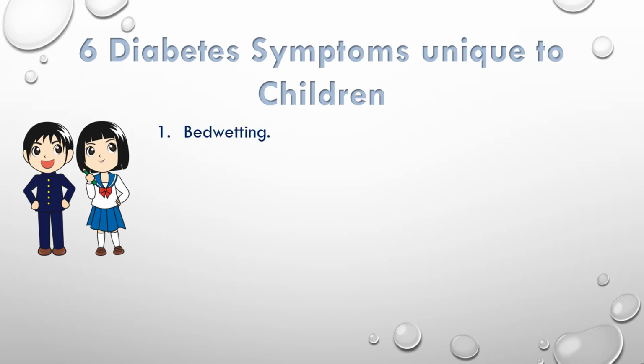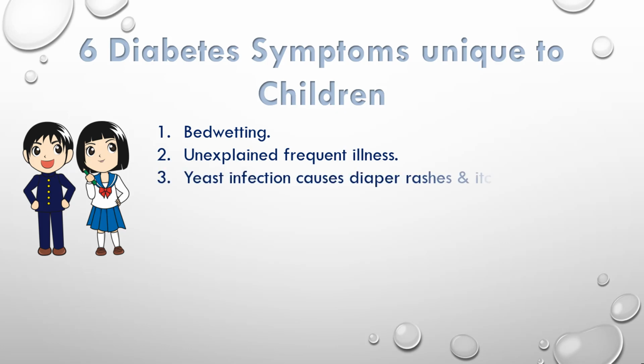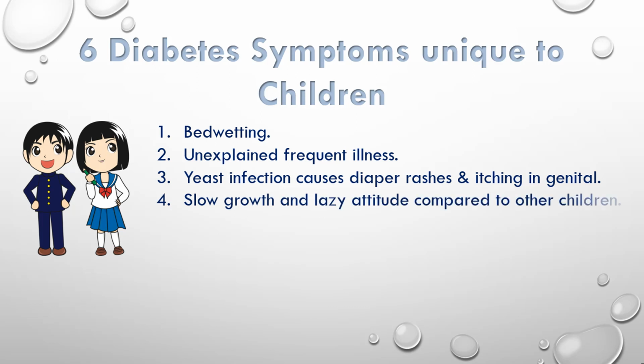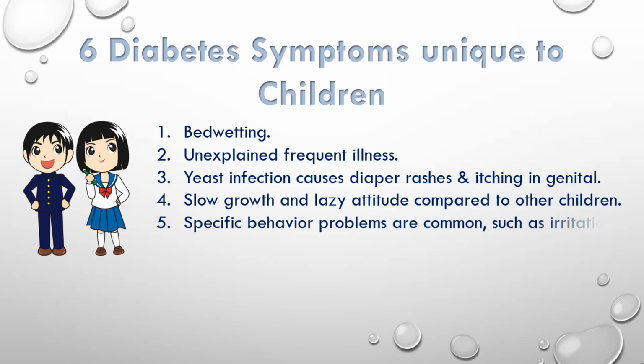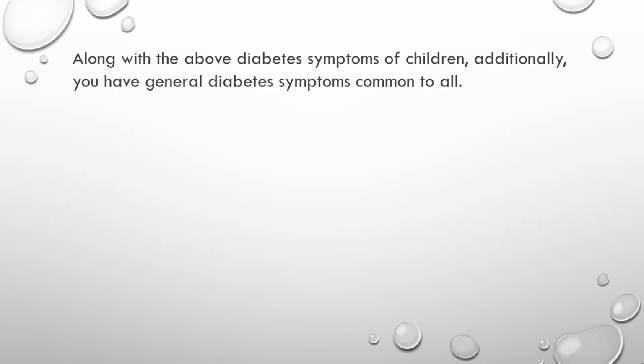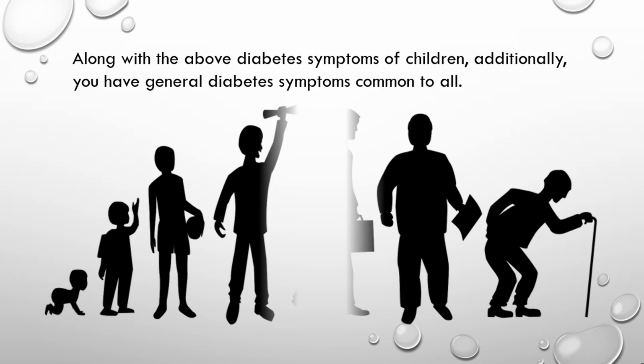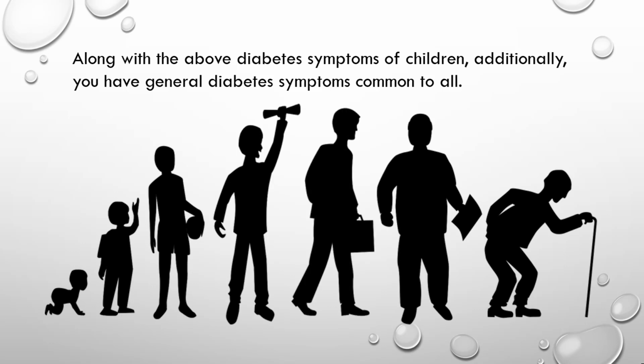1. Bedwetting. 2. Unexplained frequent illness. 3. Yeast infection causes diaper rashes in babies. Girls and boys develop a yeast infection in their genitals. 4. Slow growth and lazy attitude compared to other children. 5. Specific behavior problems are common, such as irritation. 6. More vulnerable to respiratory infections. Along with the above diabetes symptoms of children, additionally, they may have general diabetes symptoms common to all.